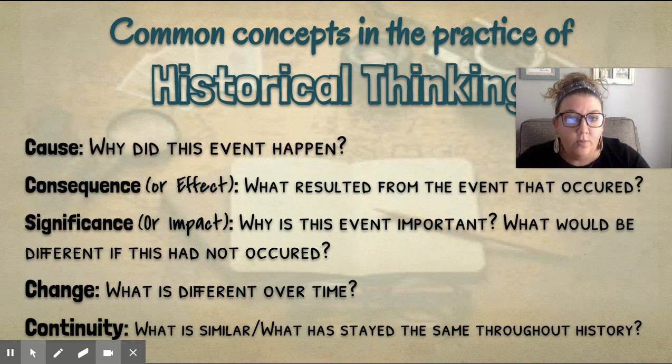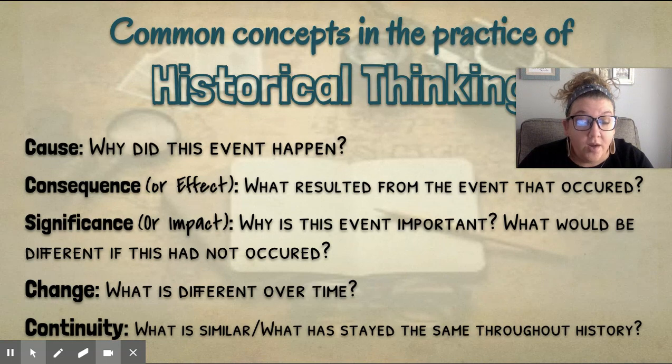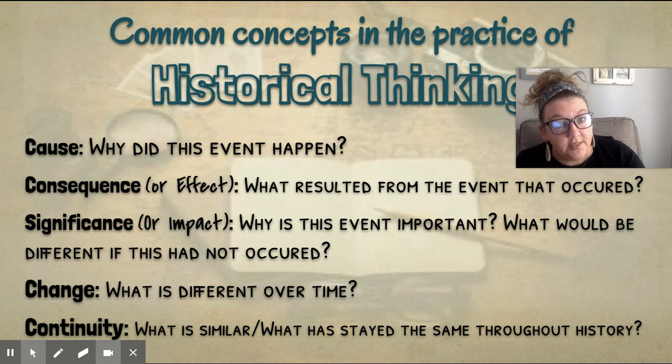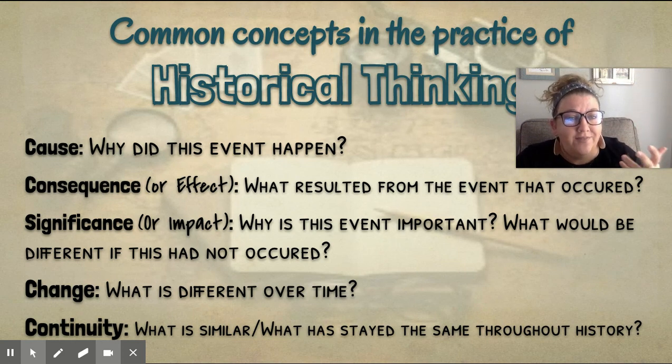How would Rome have been different if Augustus had never turned it into an empire? How would Greece have been different if Athens had won the Peloponnesian War? How would the ancient world have been different if Persia had defeated Greece in the Persian Wars? All of these lead us to why an event is significant, why we study it. Change is what is different over time. How have things changed? Okay, change is always, always, always occurring.